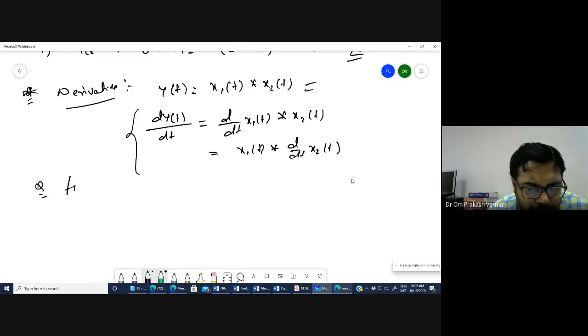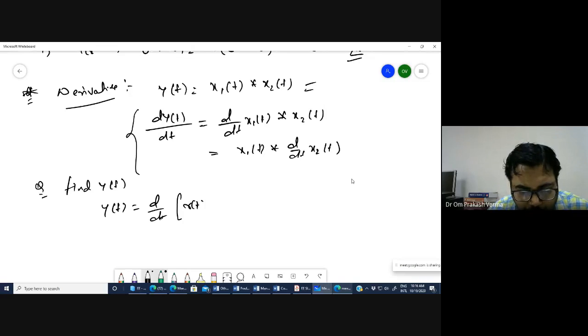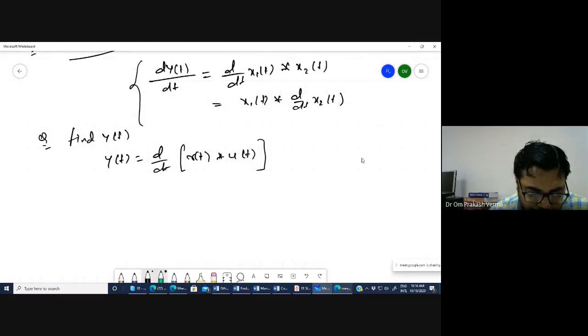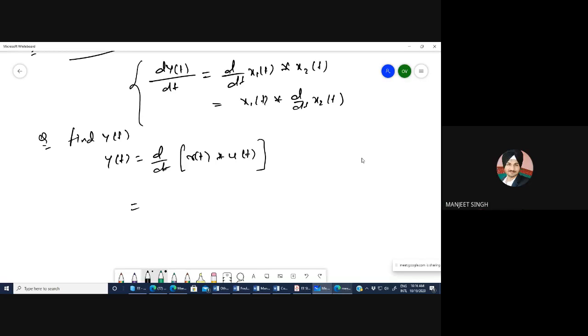So let's say I'm giving one example based on this. Find y(t) if y(t) is equal to d by dt of r(t) convolution with u(t). Can I tell you what is the answer? What is the d by dt of r(t)?